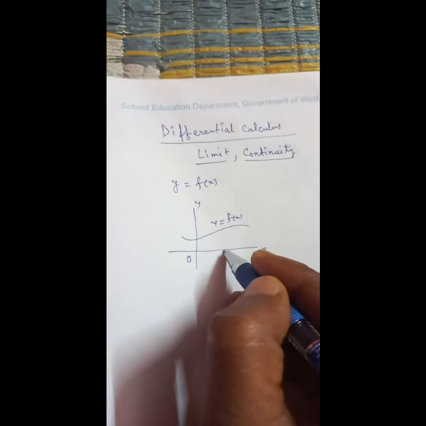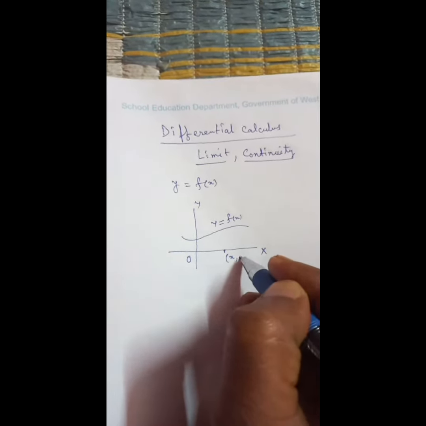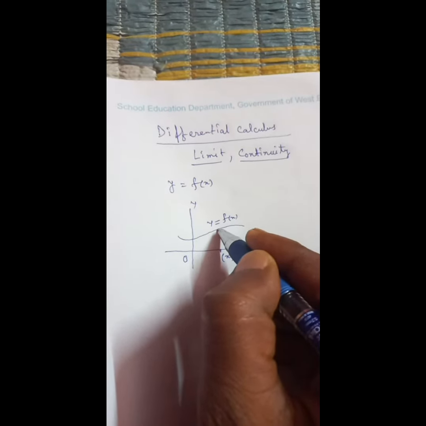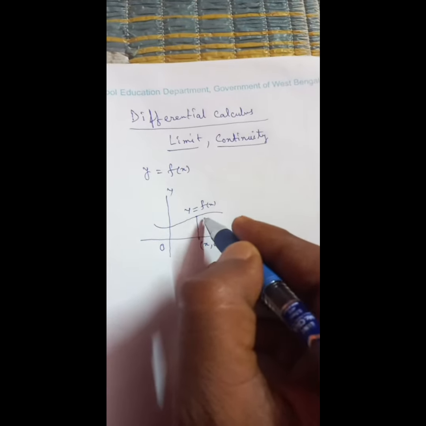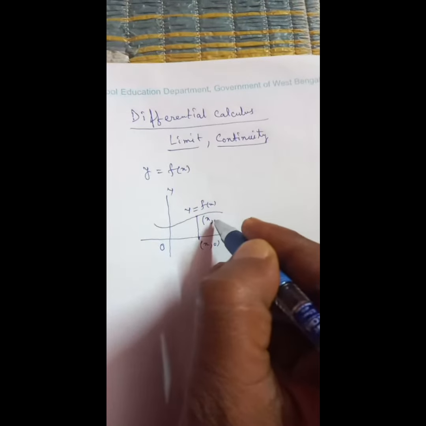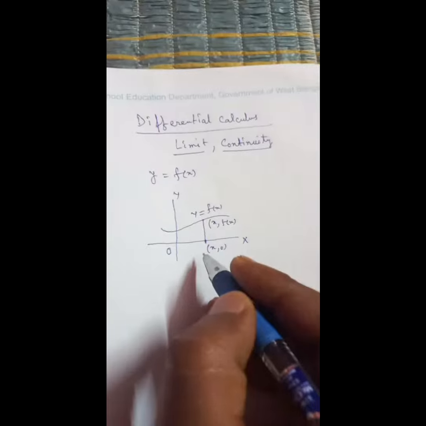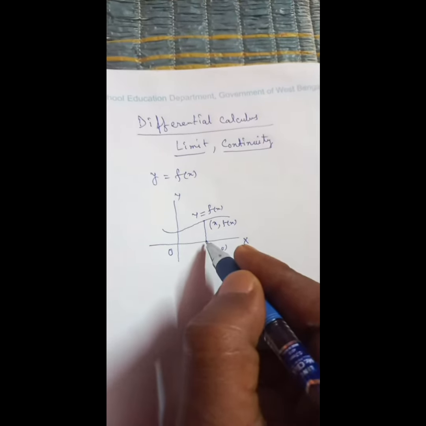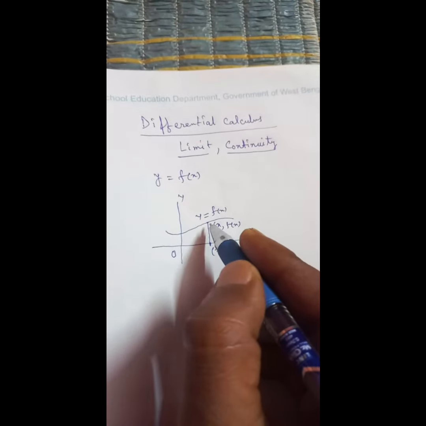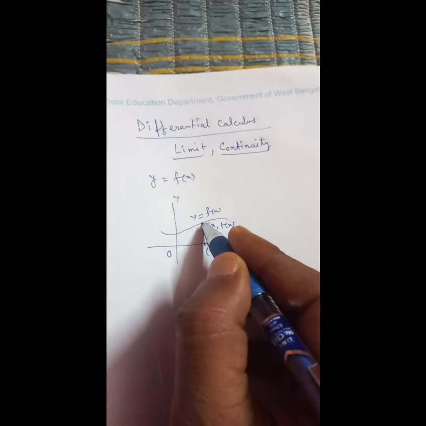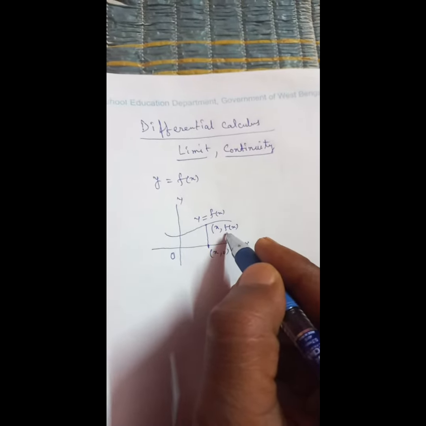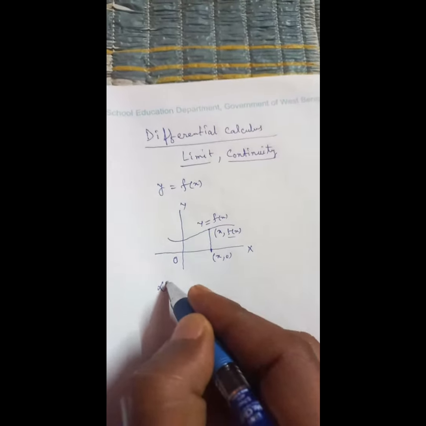Then for any point x0, we have a point on the curve here. This is f(x) or y0. So limit point means we have to take, and we wish to know what will be the limit at the point x, and the difference in f(x).